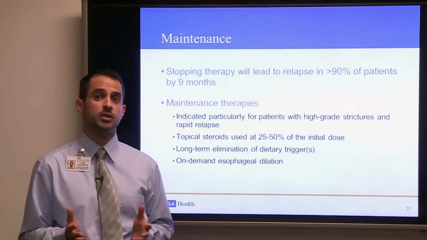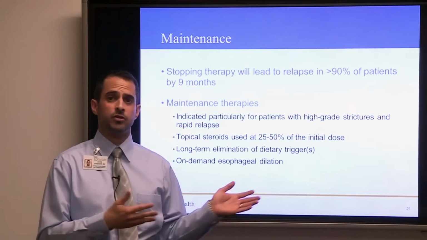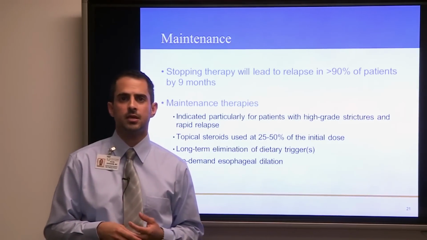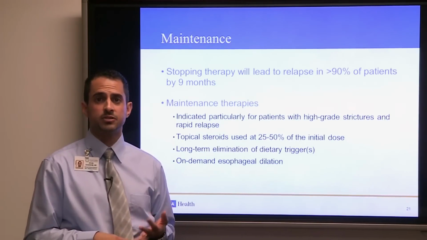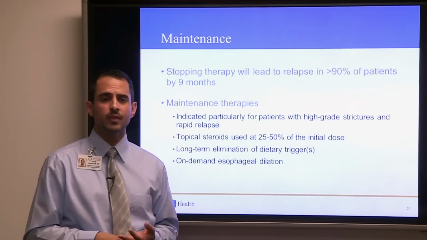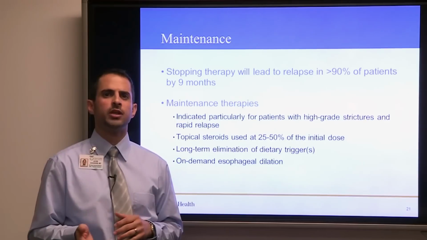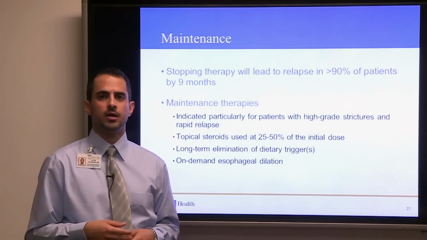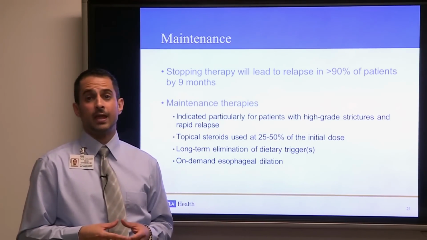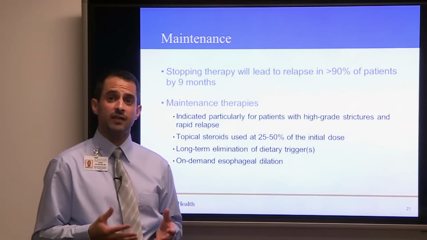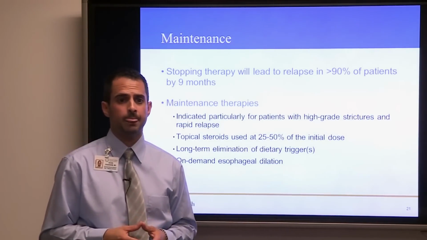Initially, the concept was treat with steroids, because that was the only thing available at the time, for 3 months, and then stop. And whenever the symptoms come back, you treat again for another 3 months. Now we know that for people who either have high-grade strictures or who are frequent relapsers, maintenance therapy may be very appropriate. And topical steroids have been studied for long-term treatment, and at a dose that's about 25 to 50% of the starting dose, it seems to do a decent job of keeping the inflammation from coming back. Now, if you do the dietary elimination therapy, really that is a lifestyle change, and it should be a lifelong change. So that's maintenance that's built right into the program.